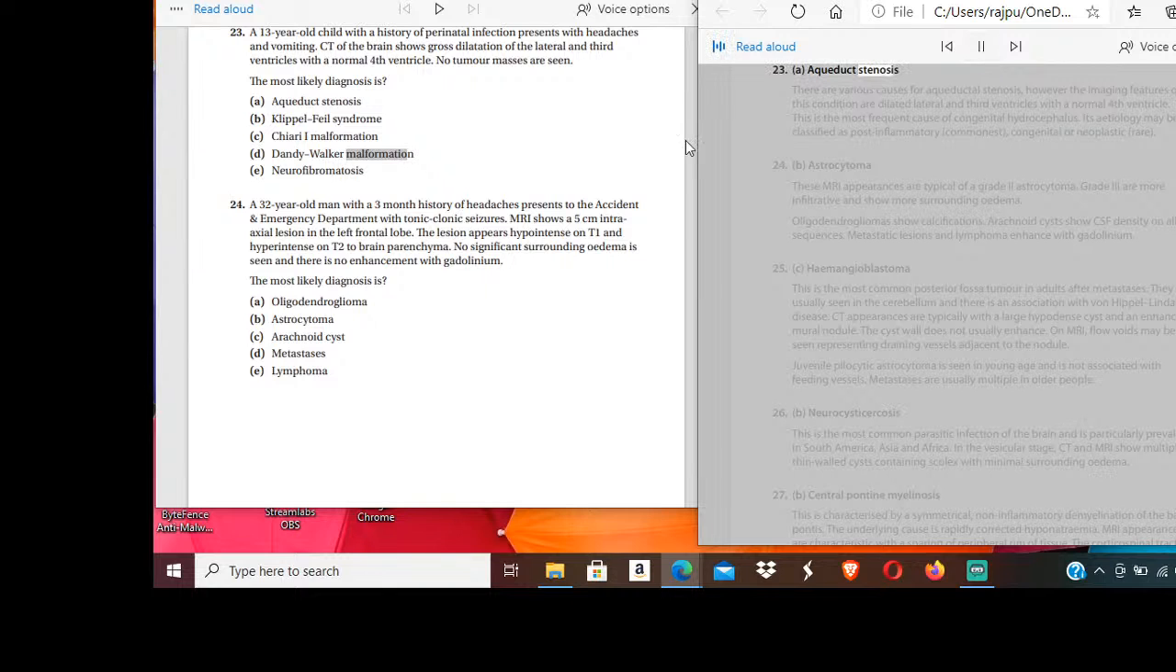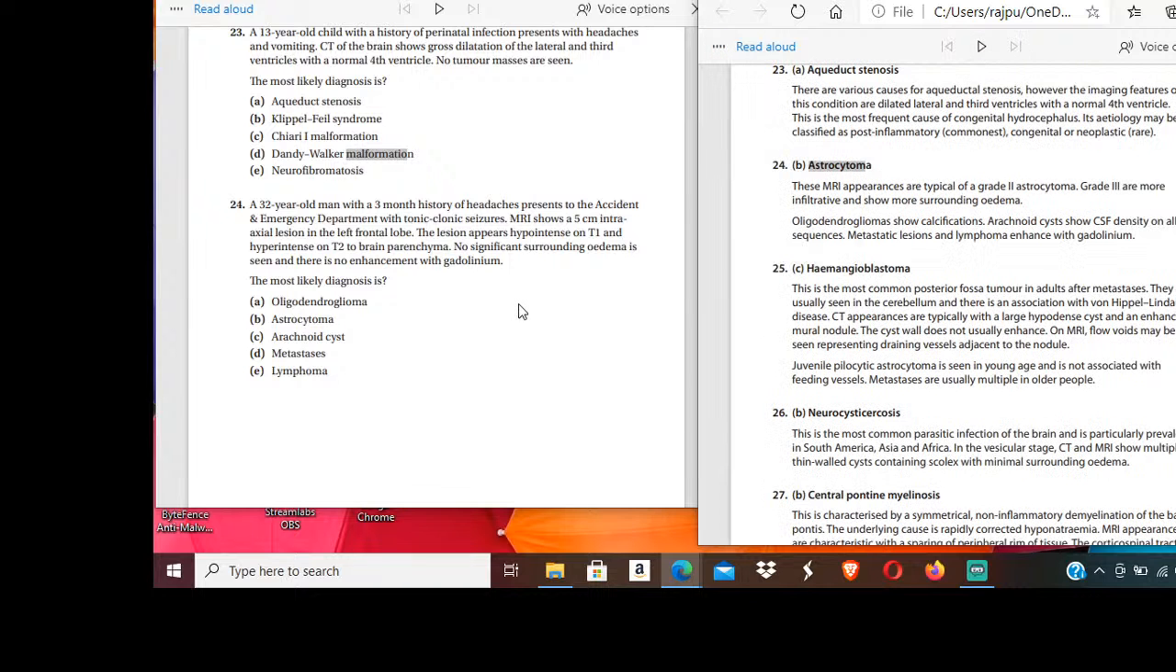A. Aqueduct stenosis. There are various causes for aqueductal stenosis, however the imaging features of this condition are dilated lateral and third ventricles with a normal fourth ventricle. This is the most frequent cause of congenital hydrocephalus. Its etiology may be classified as post-inflammatory, commonest, congenital or neoplastic, rare.